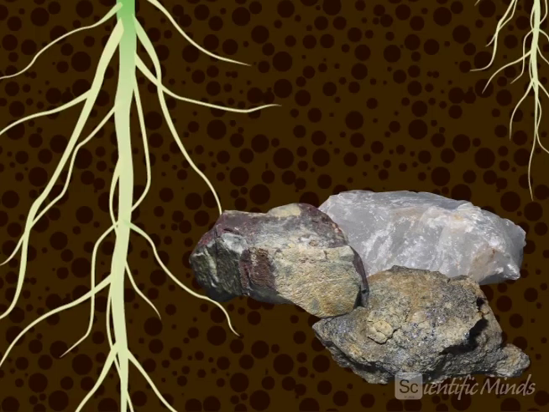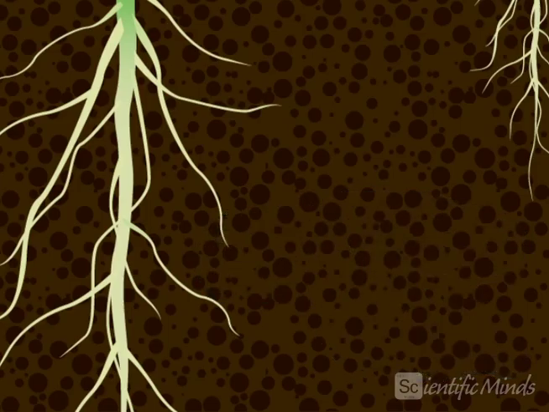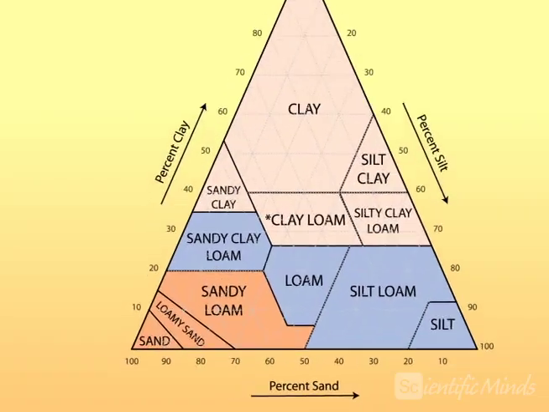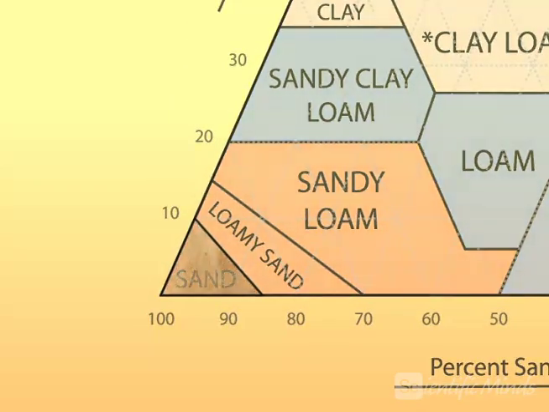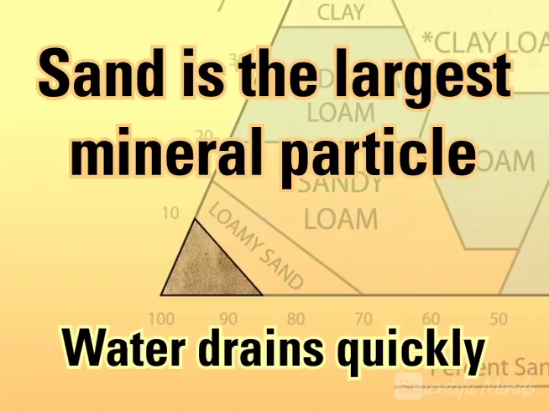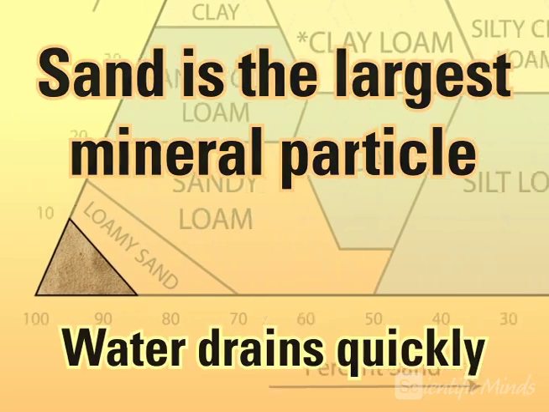Minerals come from weathered rocks and other materials that have eroded and deposited over the surface of the earth, as sand, silt, and clay. Sand is the largest mineral particle. Because sand particles are so large, there are bigger spaces between the particles, so sand allows water to drain quickly. Sand has more air content because the water drains so quickly.